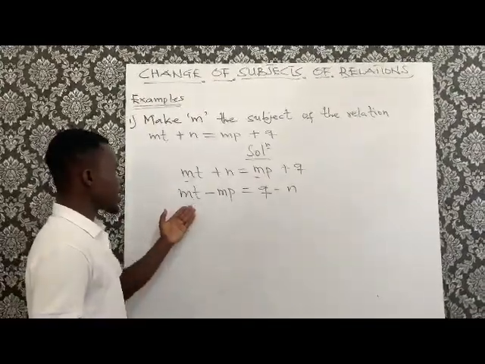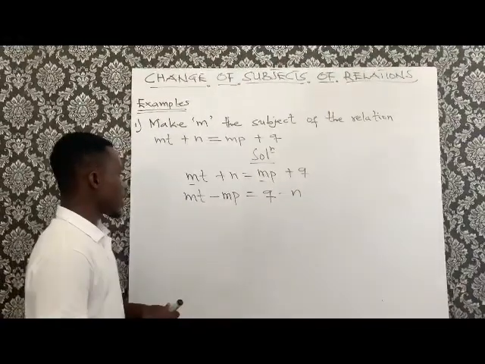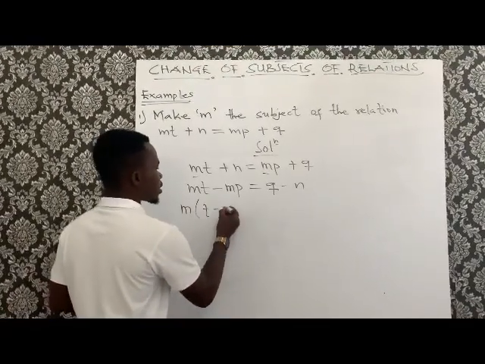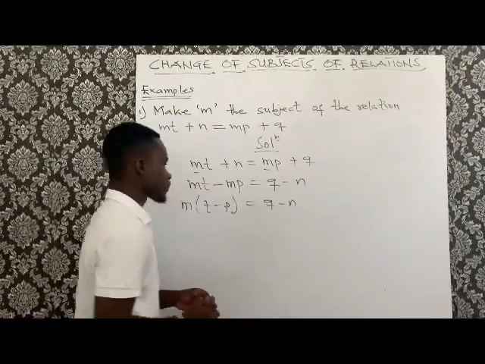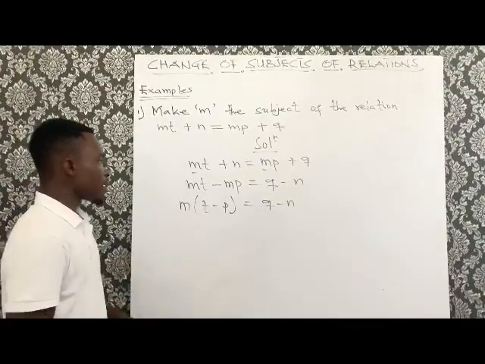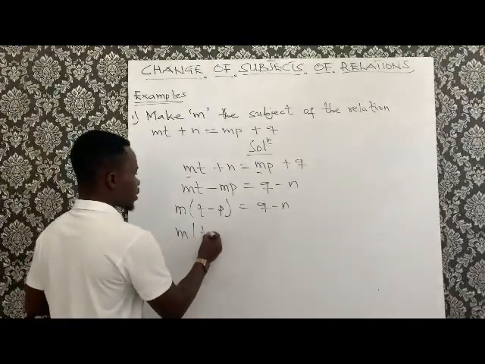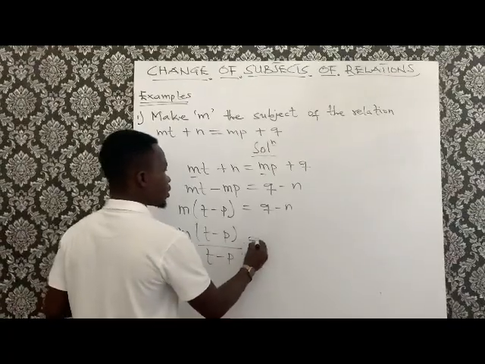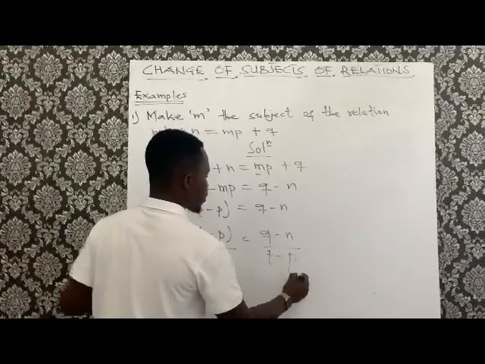Now there's m here, there's m here, so we need to factor m out. When you factor m out, it will be m bracket open t minus p bracket close equals q minus n. We have to make m the subject, so we divide both sides by the terms in the bracket. So we have m bracket open t minus p bracket close, all divided by t minus p, equals q minus n, all divided by t minus p.